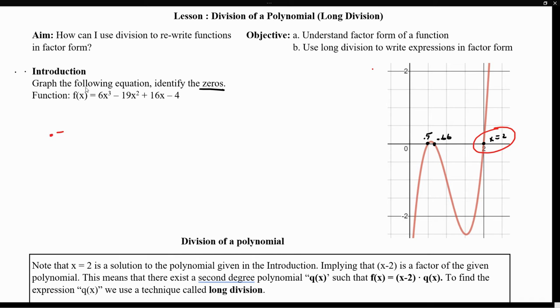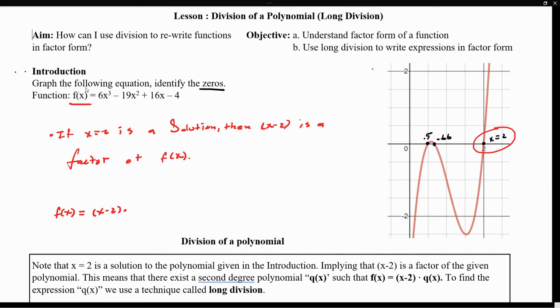Well, if x equals 2 is a solution, then x minus 2 is a factor of the function that we started with, f of x. That says f of x can be written as x minus 2 times some other expression. And how are we going to find out what expression that is? We're going to be using polynomial division.